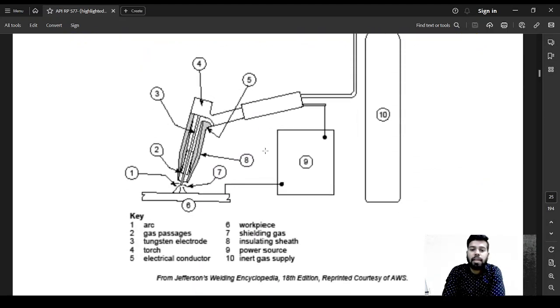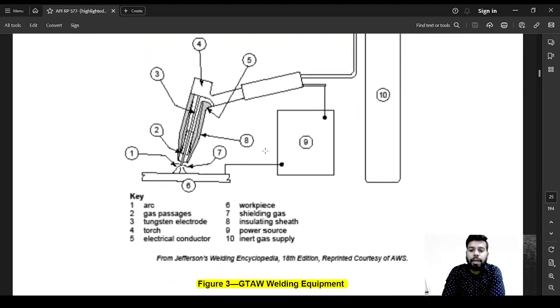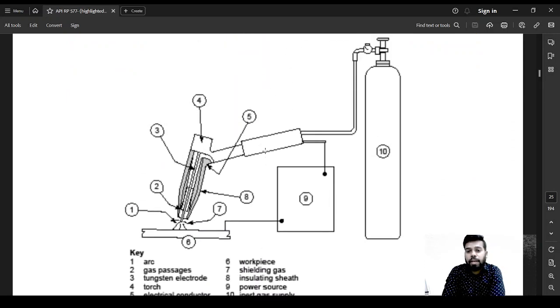This is the representation of TIG welding, or GTAW. You have this cylinder which is going to provide you the shielding gas. This shielding gas can be any kind of inert gas such as argon or helium, or CO2 also, or a mixture of those. You have this electrode holder, and this electrode holder has a tungsten electrode.